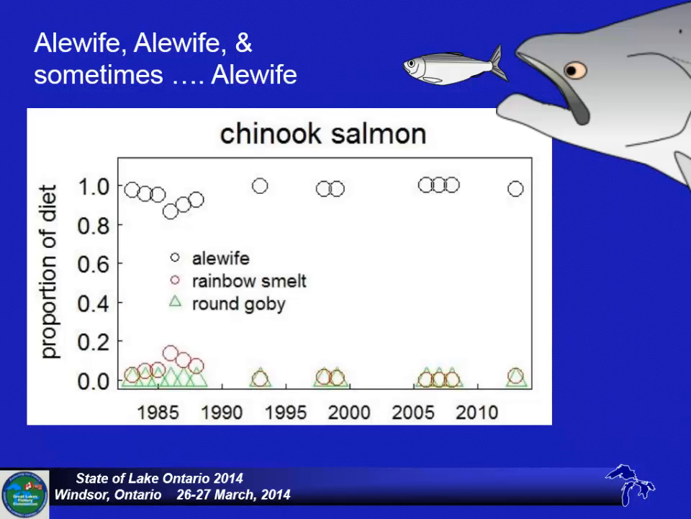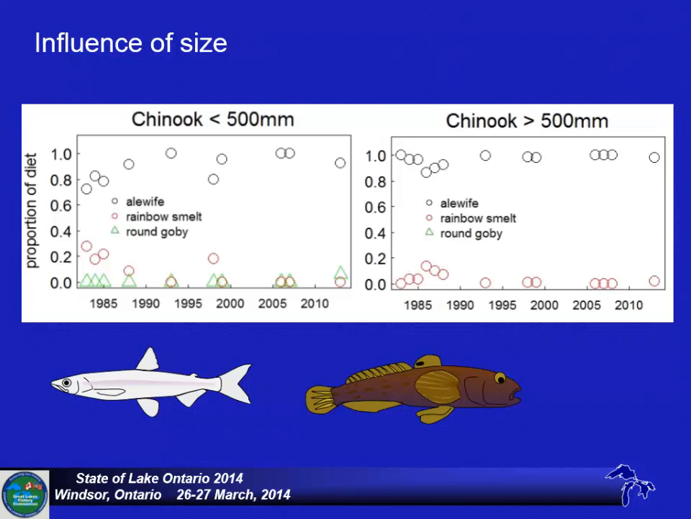An important thing to reference, though, is that during periods when rainbow smelt peaked in abundance, if you remember from Maureen's talk, in the mid to late 80s, that's when they did appear in any measurable proportion in the diet. Obviously, these are zeros for round gobies. That number is slightly above zero. We can think about size and its influence on these piscivore diets.